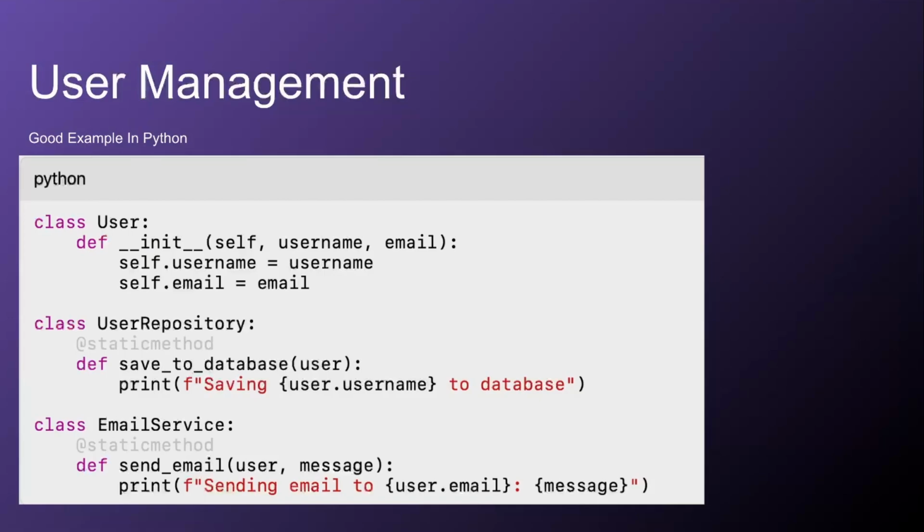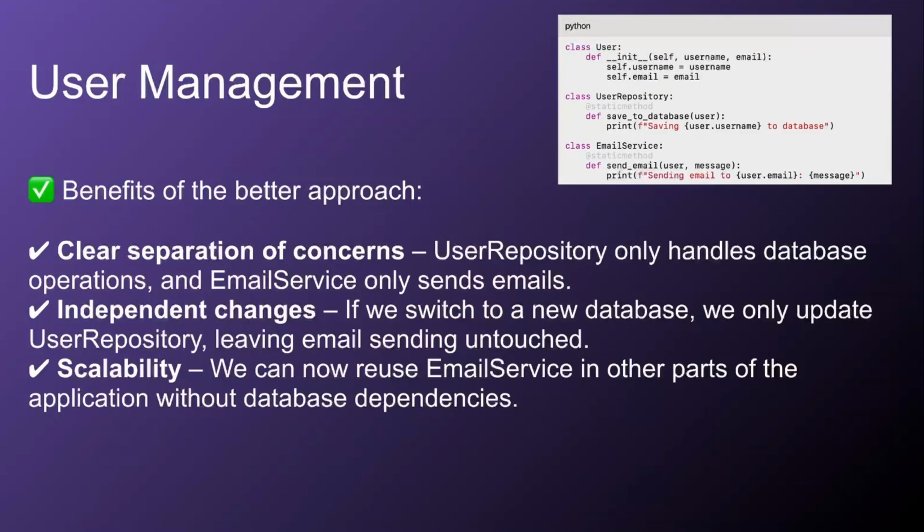So let us see what the benefits of this approach are as compared to the previous one. First of all, there is clear separation of concern. In the previous example, saving to database and sending email were all packed inside only one class. But right now we have divided the concern. User repository has only to do with handling database operations and email service has only to do with sending emails. Both are not interfering in each other's operation.